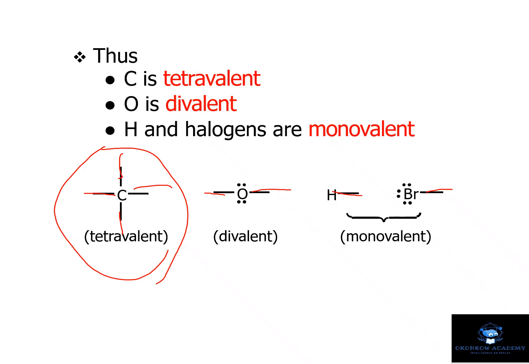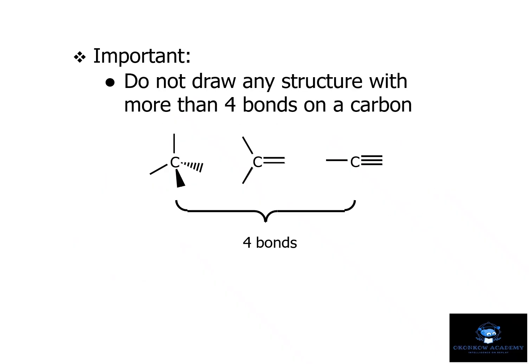When you draw organic structures, always check: does every carbon have exactly 4 bonds? If you have more than 4, something is wrong. Carbon has 4 bonds. This is critical and worth repeating: never draw a carbon atom with more than 4 bonds.